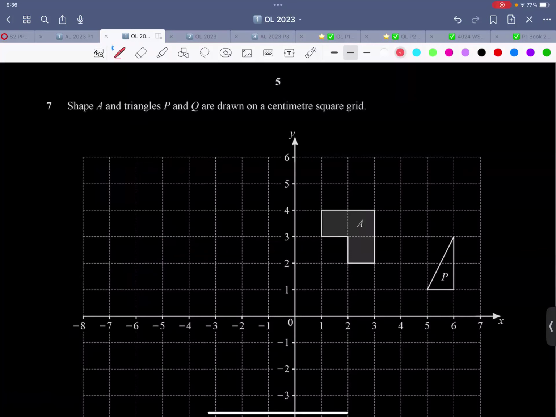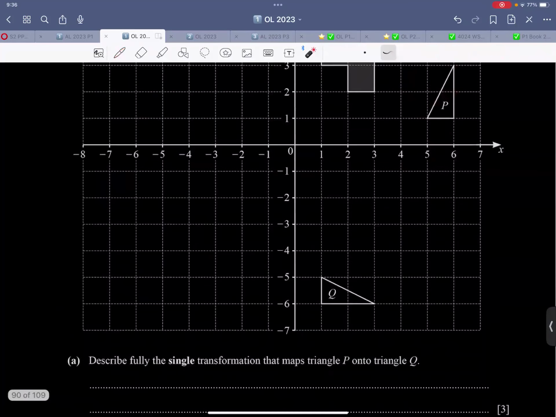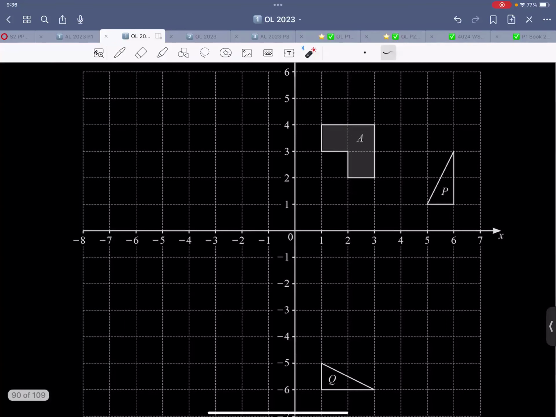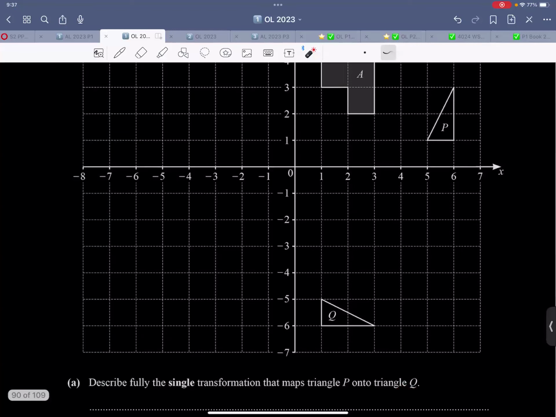Now transformation. Shape A and triangles P and Q are drawn on a centimeter square grid. So this is P, that's a triangle. This is Q, that is another triangle. And this is shape A, which is like a rectangle, a big square minus a small square. So now they're asking, describe fully the single transformation that maps P onto Q. So now P onto Q, definitely it is a rotation.